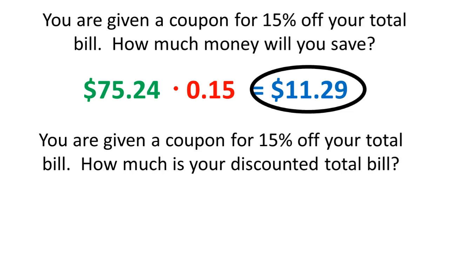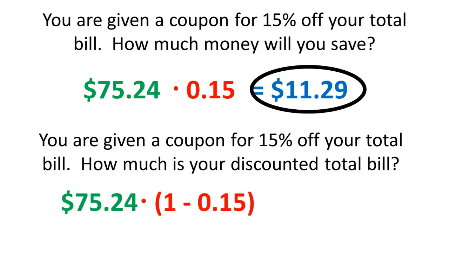If I wanted to find how much my actual bill will be, I need to take my $75.24 and multiply it by 1 minus 0.15. I'm taking 1 because 1 represents the whole. It's the whole apple. I'm subtracting because I'm taking that bite off the apple. I'm taking a portion away. I'm taking 15% away. Now I'm looking at what's left of the apple after I take the bite. That's 85% or 0.85. That's where you get 1 minus 0.15.